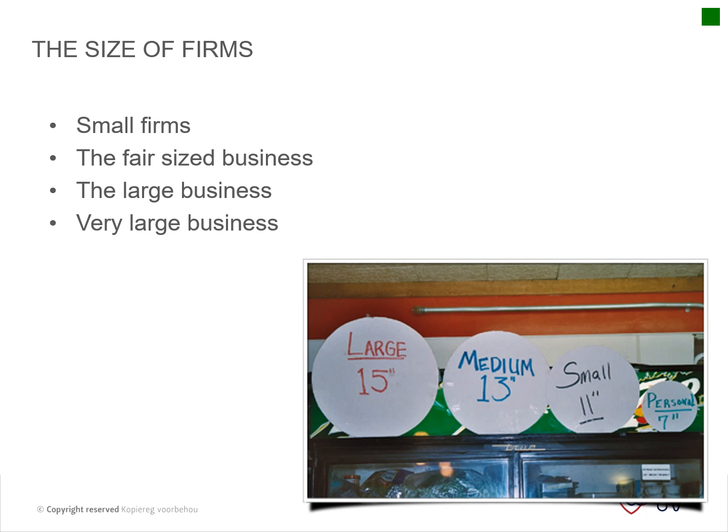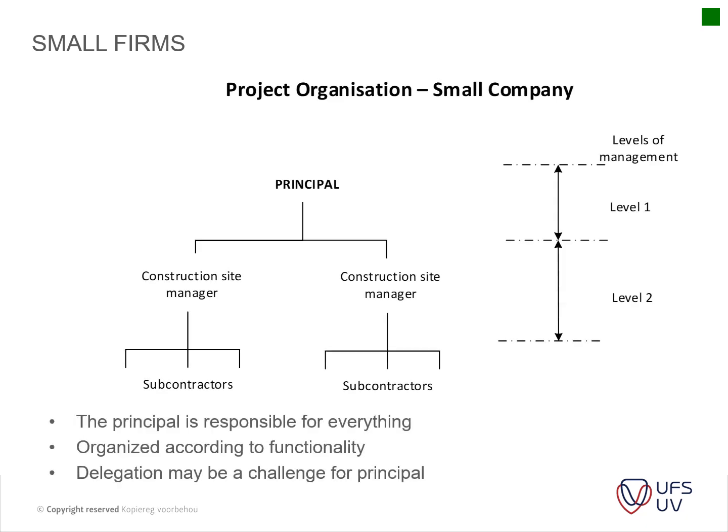Okay, so you have small firms, fair size, large business, very large business. Then just a few examples. In small firms the principal is responsible for everything. Organized according to functionality. Delegation may be a challenge for the principal, but basically you have two levels of management: you have the principal, and then the implementation people, the construction site manager maybe, and the subcontractors.